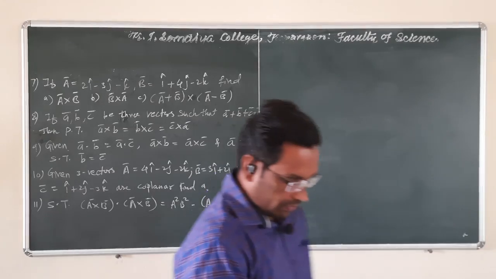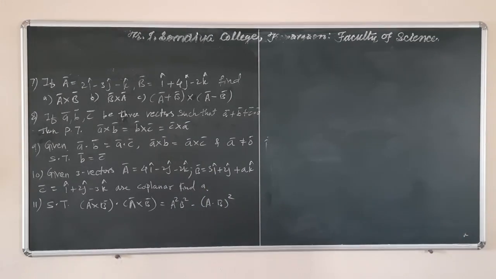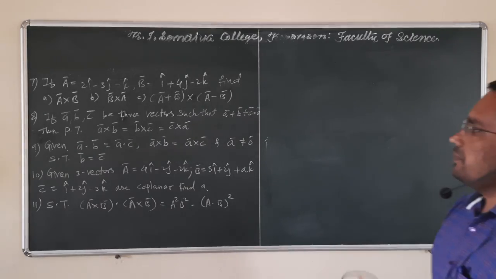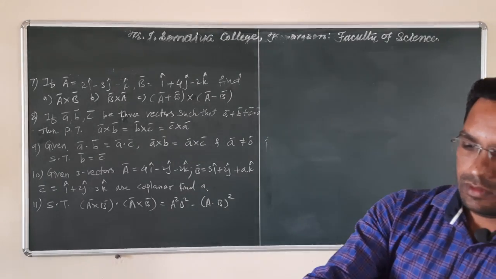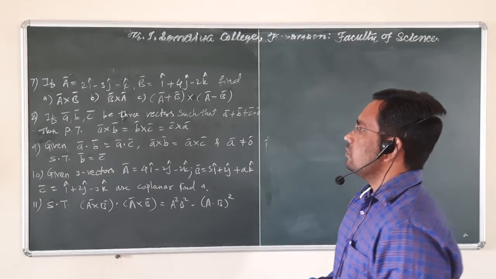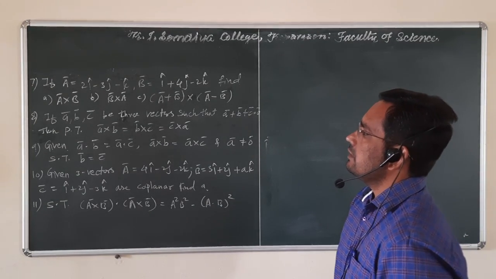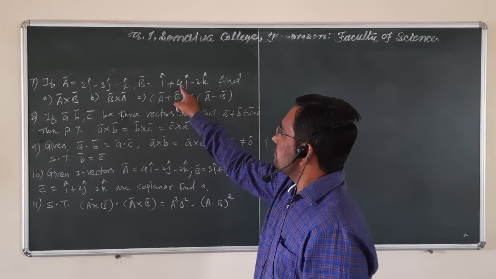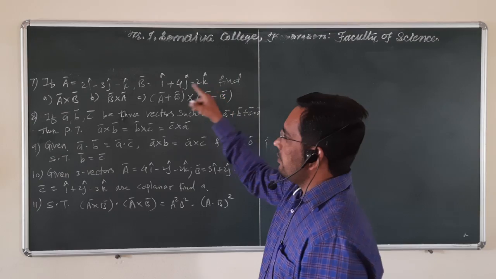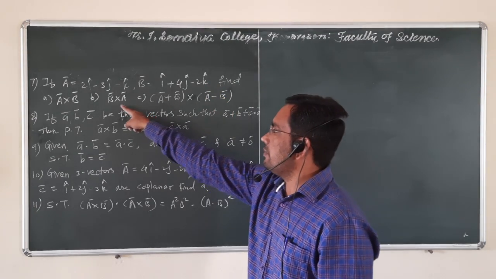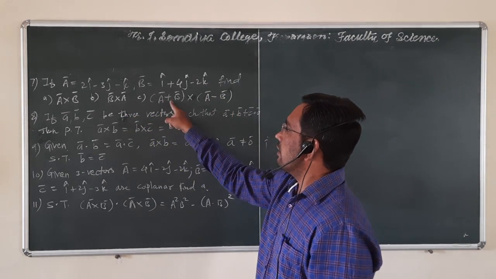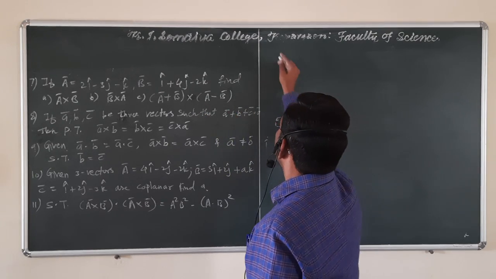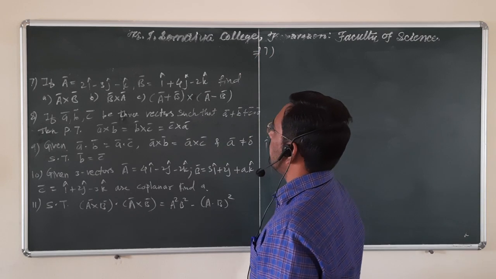So problem number 7. If vector A is equal to 2i minus j minus 3j minus k, and vector B is i plus 4j minus 2k, find A cross B, then B cross A, and then vector A plus vector B crossed with vector A minus vector B. Okay, so solving problem number 7.